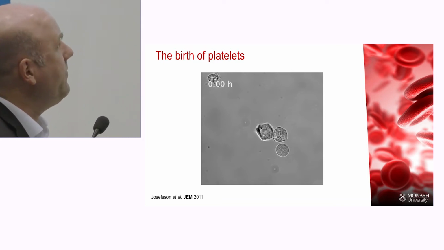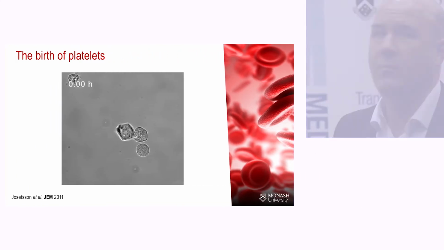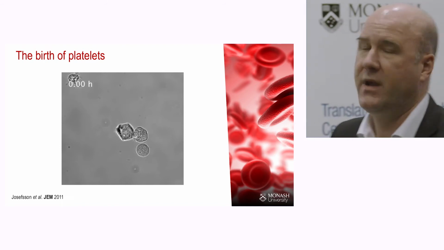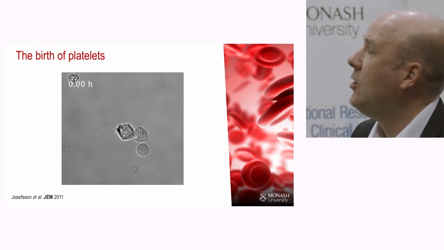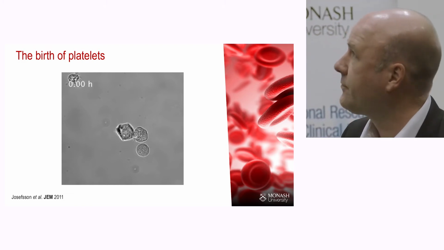So where are they coming from? They're coming from megakaryocytes, as I mentioned. They're basically just membrane blobs. So you see that they're these little things which come out of the megakaryocyte over time. These are the platelets, the little things at the top.